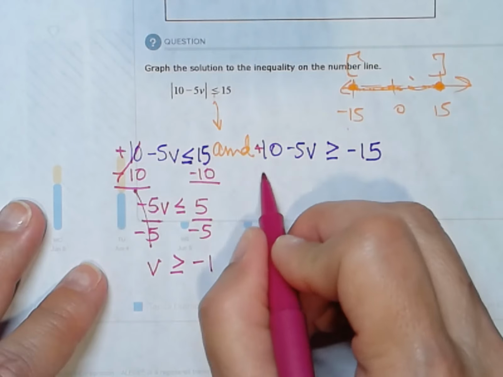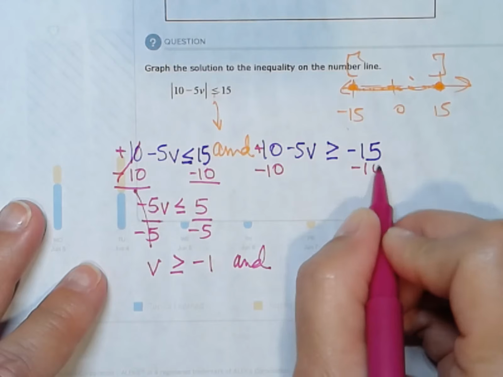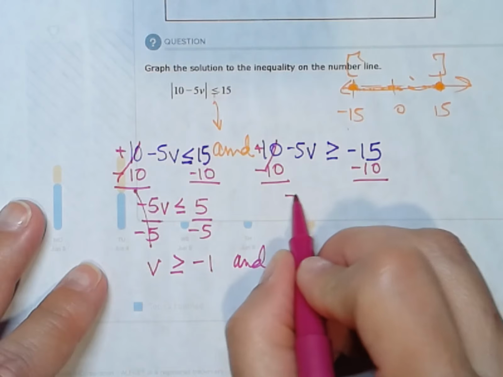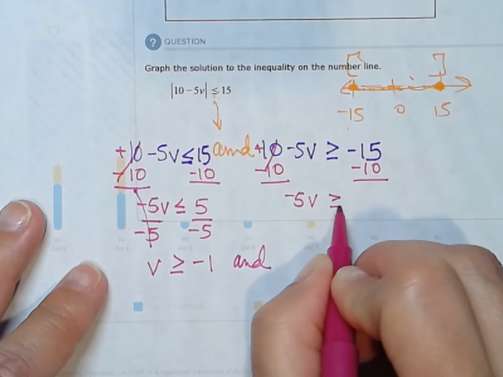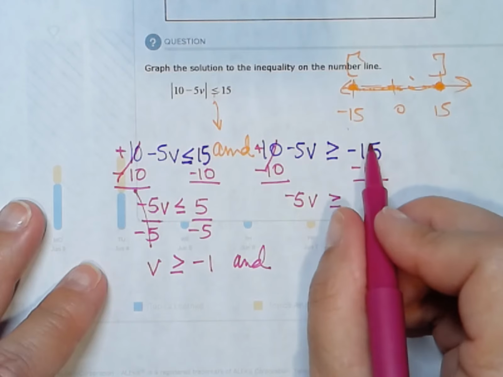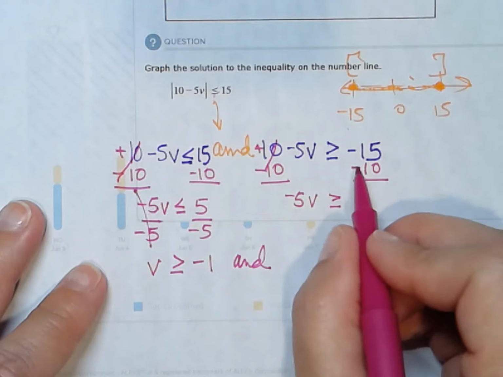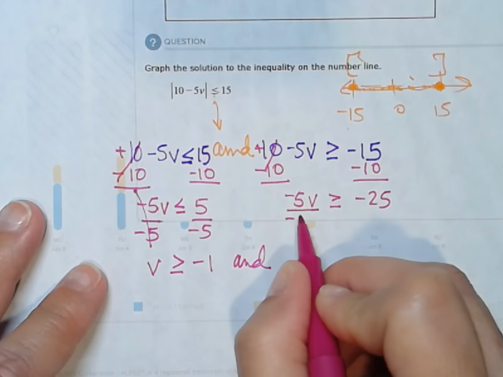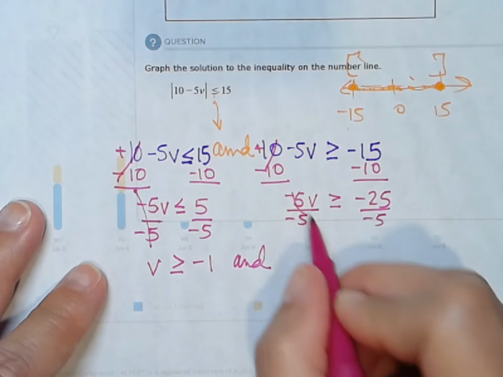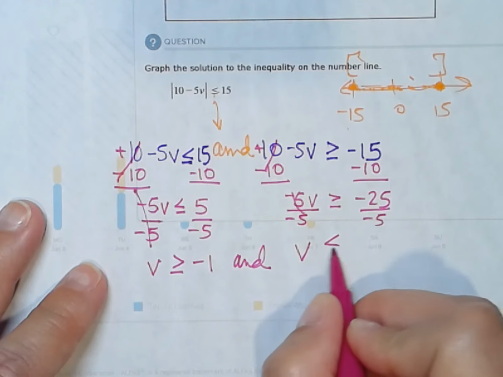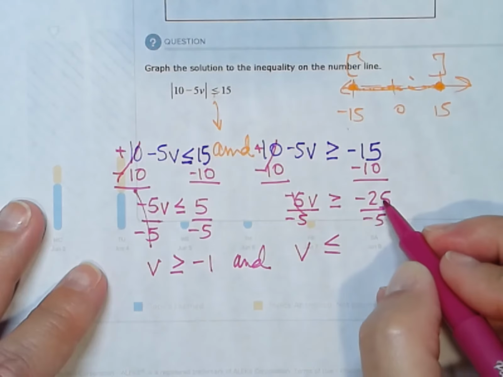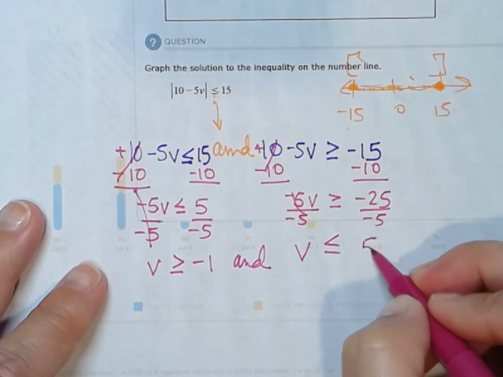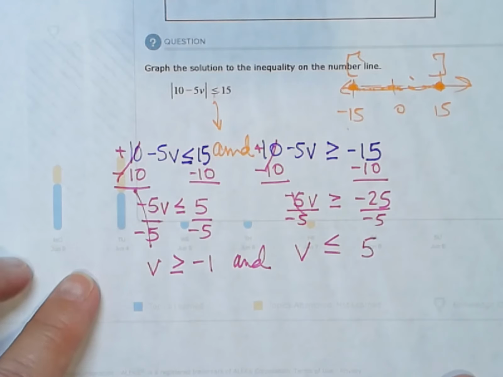Okay, so this is a positive, so subtract 10. So I get negative 5v is greater than or equal to, I lost $15 at the races, I lost $10 at the races, I've lost $25. So now I divide by negative 5. Again, I divided by negative, so my symbol has to reverse. And a negative divided by negative is a positive, and 25 divided by 5 is 5.